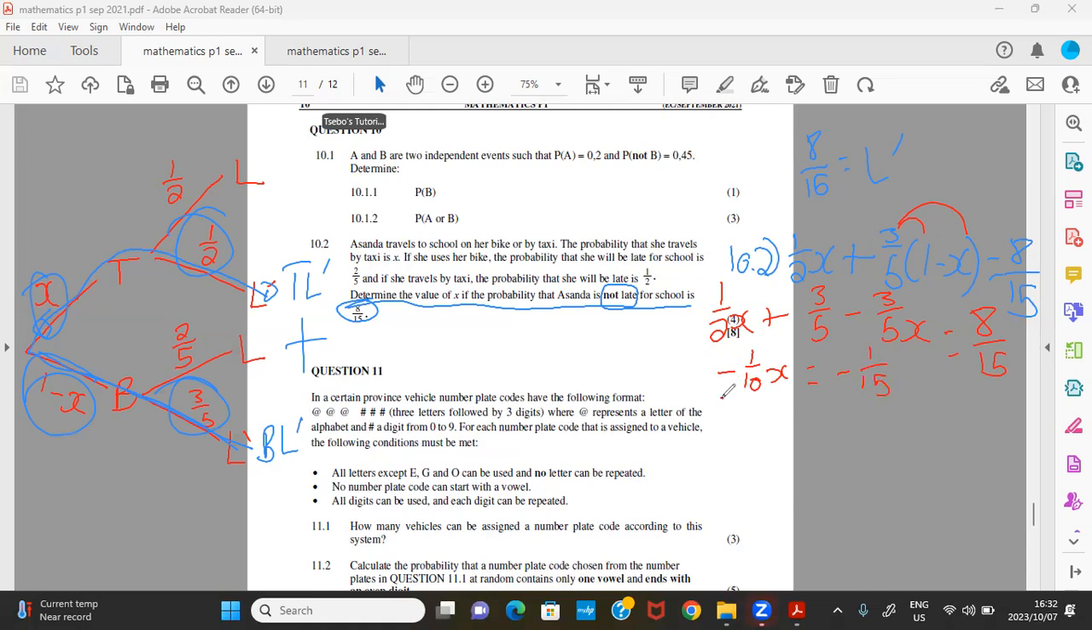To get x, we divide both sides by negative 1/10, because we have a negative. Then it will cancel, and x is equal to negative 1 over 15 divided by negative 1/10. What do you get? 2 over 3. So here's our value for x: 2/3.